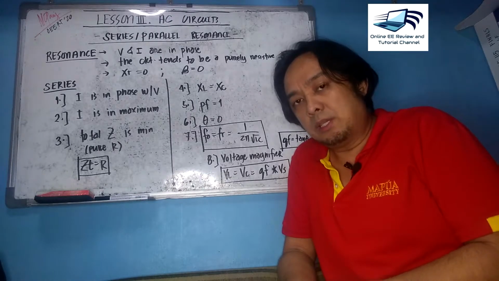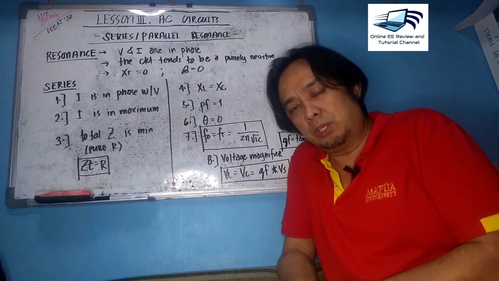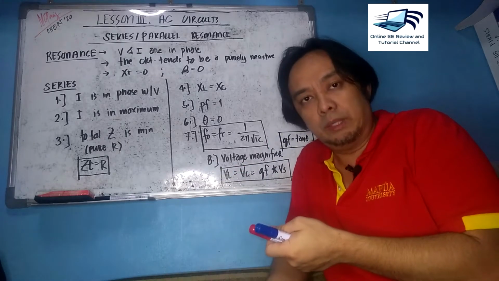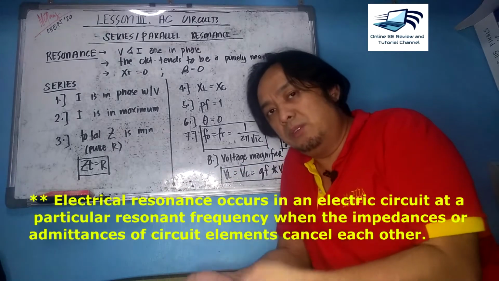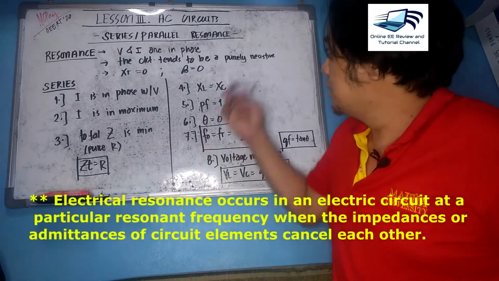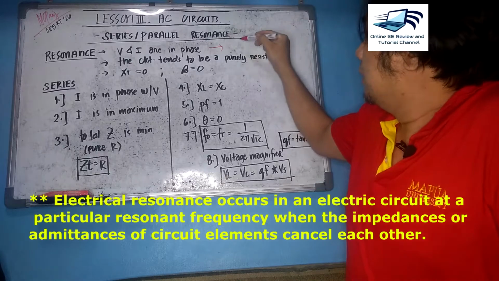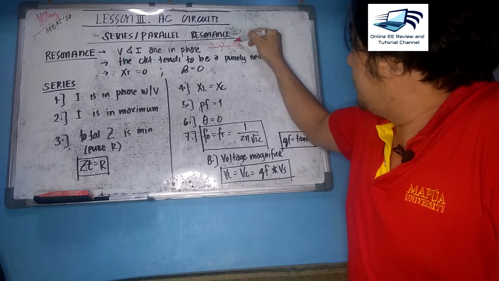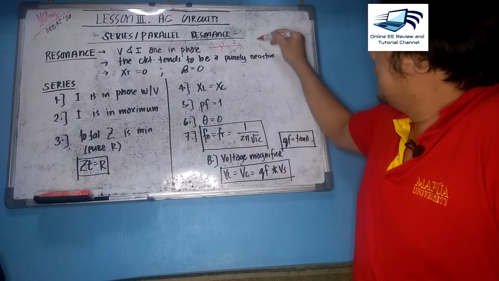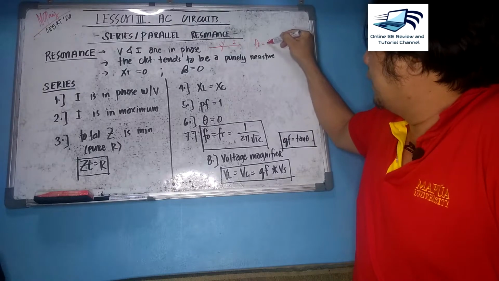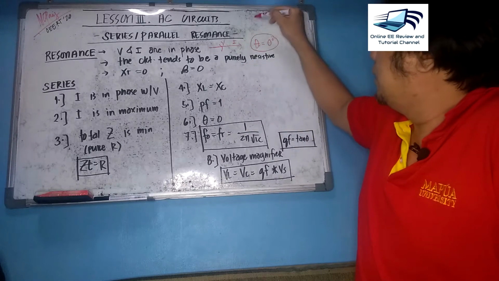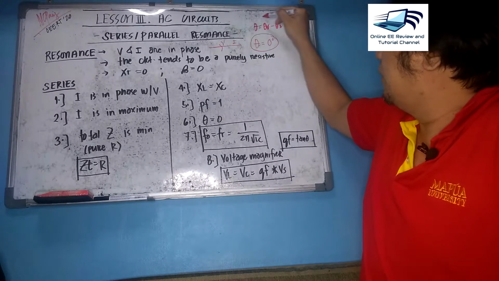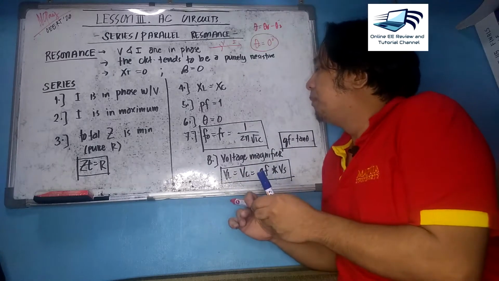Resonance is a type of circuit wherein the input voltage and current are in phase with each other, or the other way around, the current tends to be in phase with the voltage. What is the meaning of this? In terms of a phasor diagram, the voltage and the current will be in phase with each other. So for this, the power factor angle is 0 degrees. As we have mentioned before, if they are in phase with each other, the angle tends to be 0 degrees.